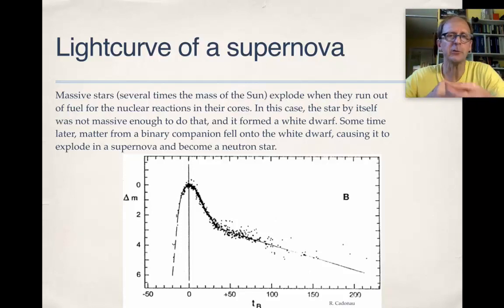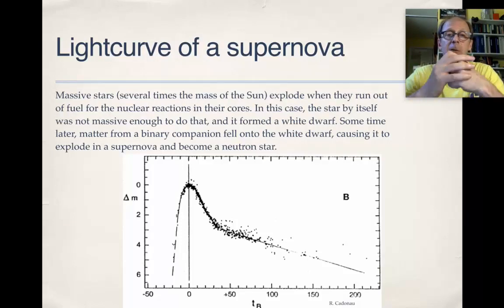Now, this particular supernova is a kind of supernova where you get an explosion, but it's delayed. The star is actually not massive enough to immediately explode, but rather, after it runs out of fuel, becomes what's called a white dwarf. This is what our sun is going to do in about 5 billion years. It's going to become a white dwarf.